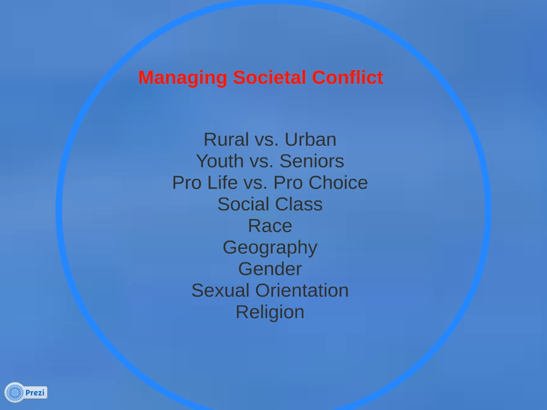Congress also has a significant influence in managing the societal conflict inherent in a divided society such as the United States. Some citizens want policies benefiting rural areas, and others give higher priority to urban areas. Some want more money for programs for senior citizens. Others seek funding for children's programs. With respect to abortion policy, some people are pro-life and others are pro-choice. In addition, there are divisions related to social class, race, geography, gender, sexual orientation, religion, and so on. Congress manages these conflicts by representing a wide range of views and interests.